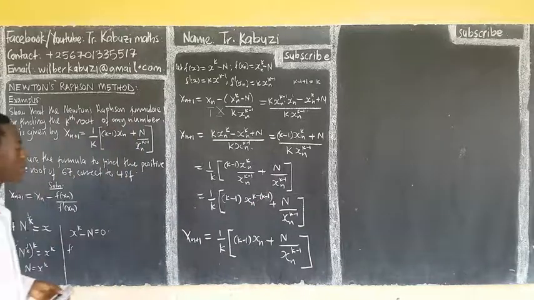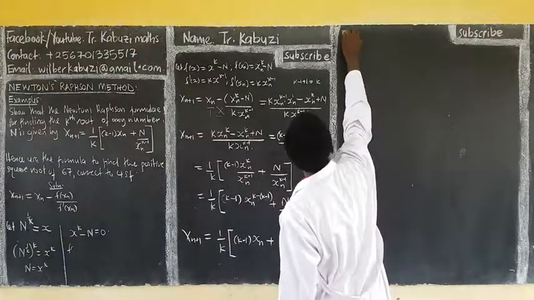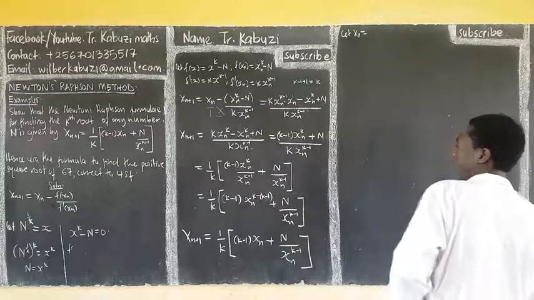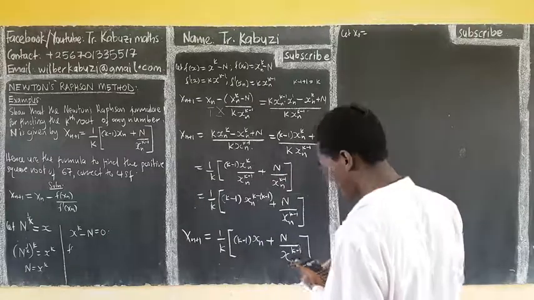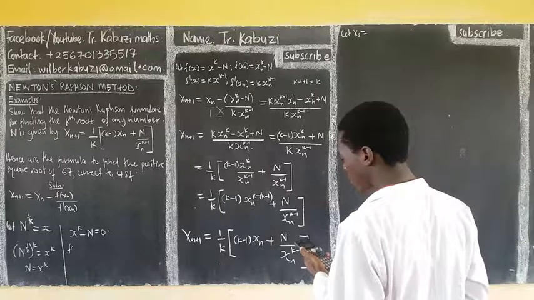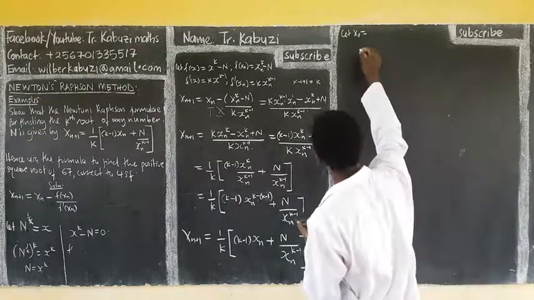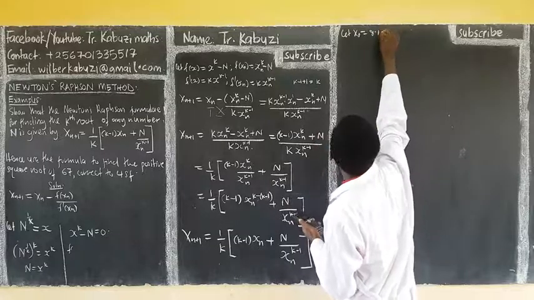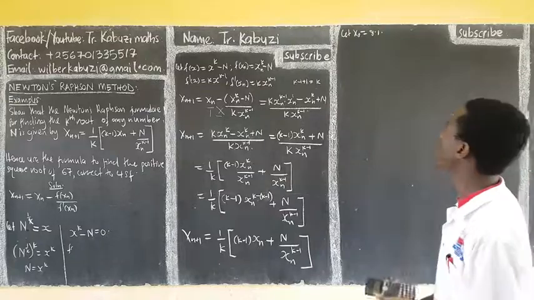Let's find the square root of 67. From there we shall get our x naught. To start, we first test the square root of 67. What is it going to be close to? It's close to 8.1. So I'm going to let my x naught be 8.1, because it's the value close to the root.